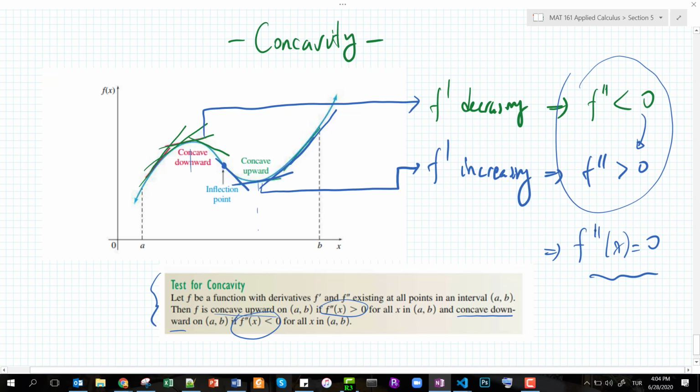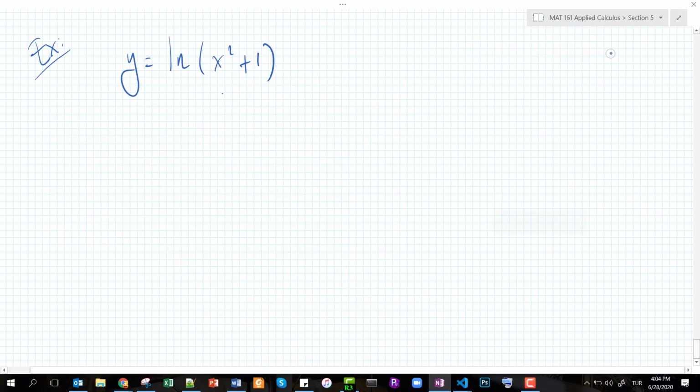But those are the points where your second derivative is 0, some points you need to consider if they are inflection points. So let's look at the examples now. Let's look at this example.